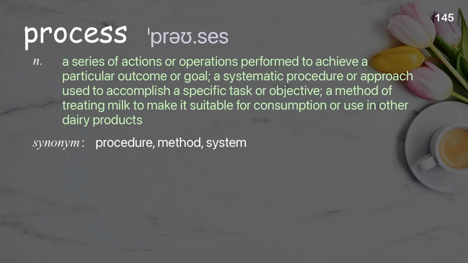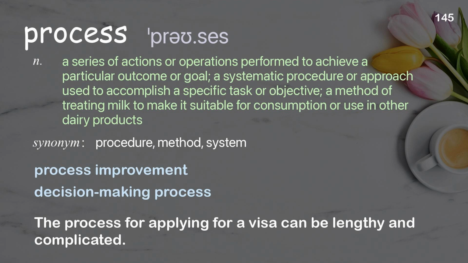Process: A series of actions or operations performed to achieve a particular outcome or goal. A systematic procedure or approach used to accomplish a specific task or objective. A method of treating milk to make it suitable for consumption or use in other dairy products. Examples: Process improvement. Decision-making process. The process for applying for a visa can be lengthy and complicated.